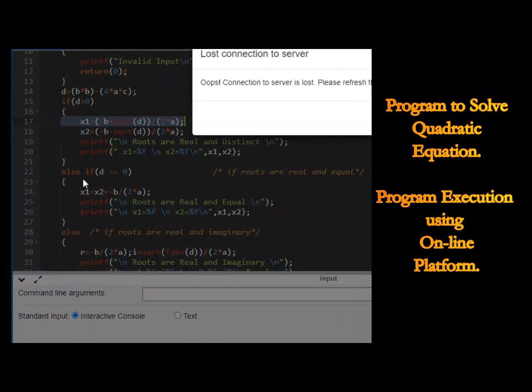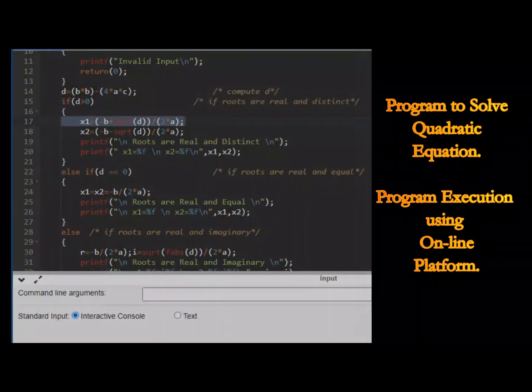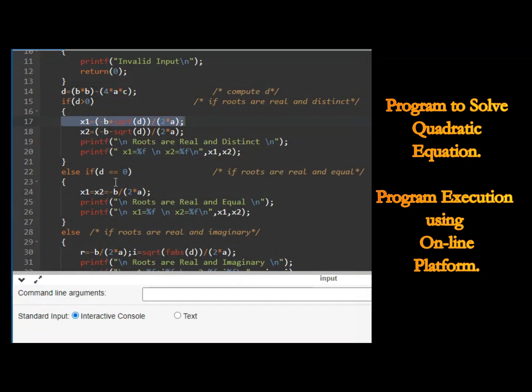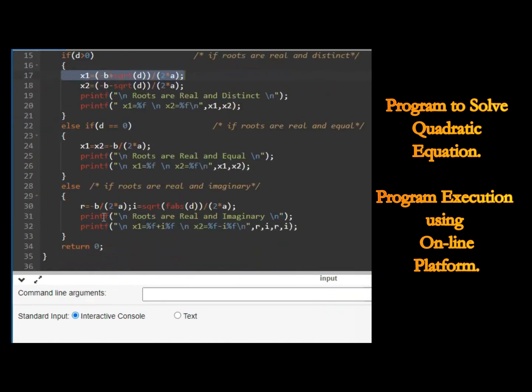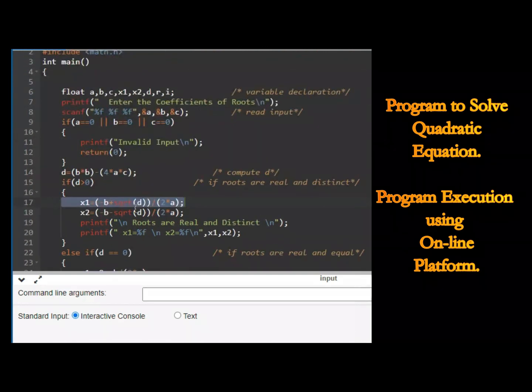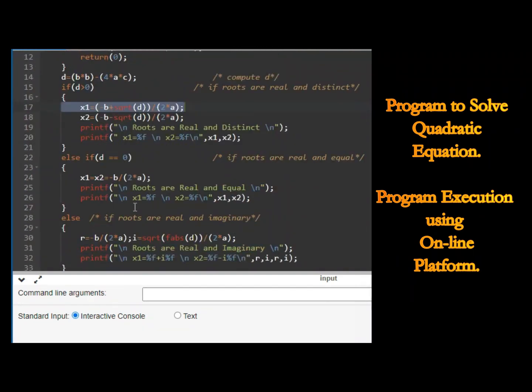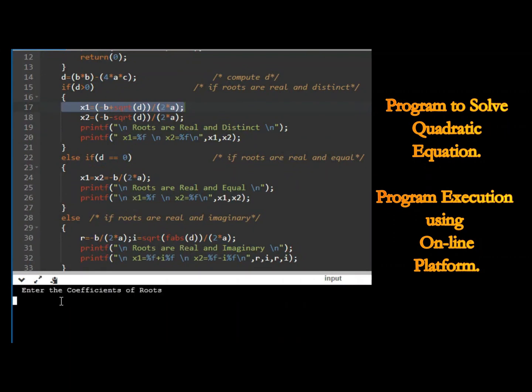After that, we check one more condition: d is equal to 0. If d is equal to 0, then roots are real and equal. If this condition is also false, the last case is real and imaginary. Okay. This is the program for finding the roots of a quadratic equation. Now I'll run this program.